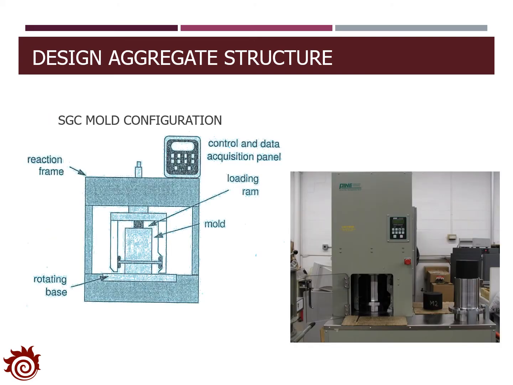The figures here show the components of the gyratory compactor. It has the mold for the generation of the specimen and a loading ram to apply the pressure to the specimen. Also, we will have the control and data acquisition panel to read the information during the experiment. And the mold is actually set on the rotating base, which enables the machine to rotate the specimen during the experiment.